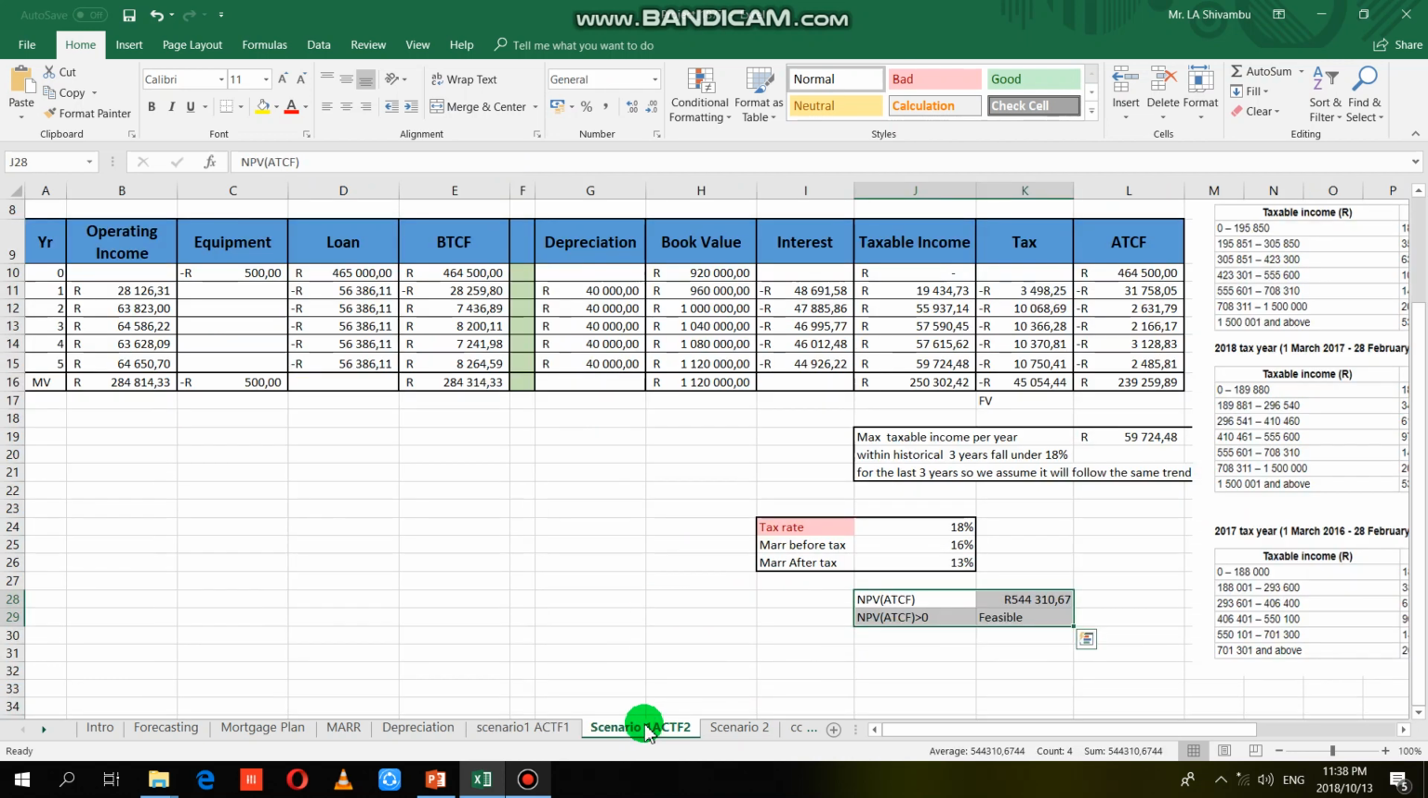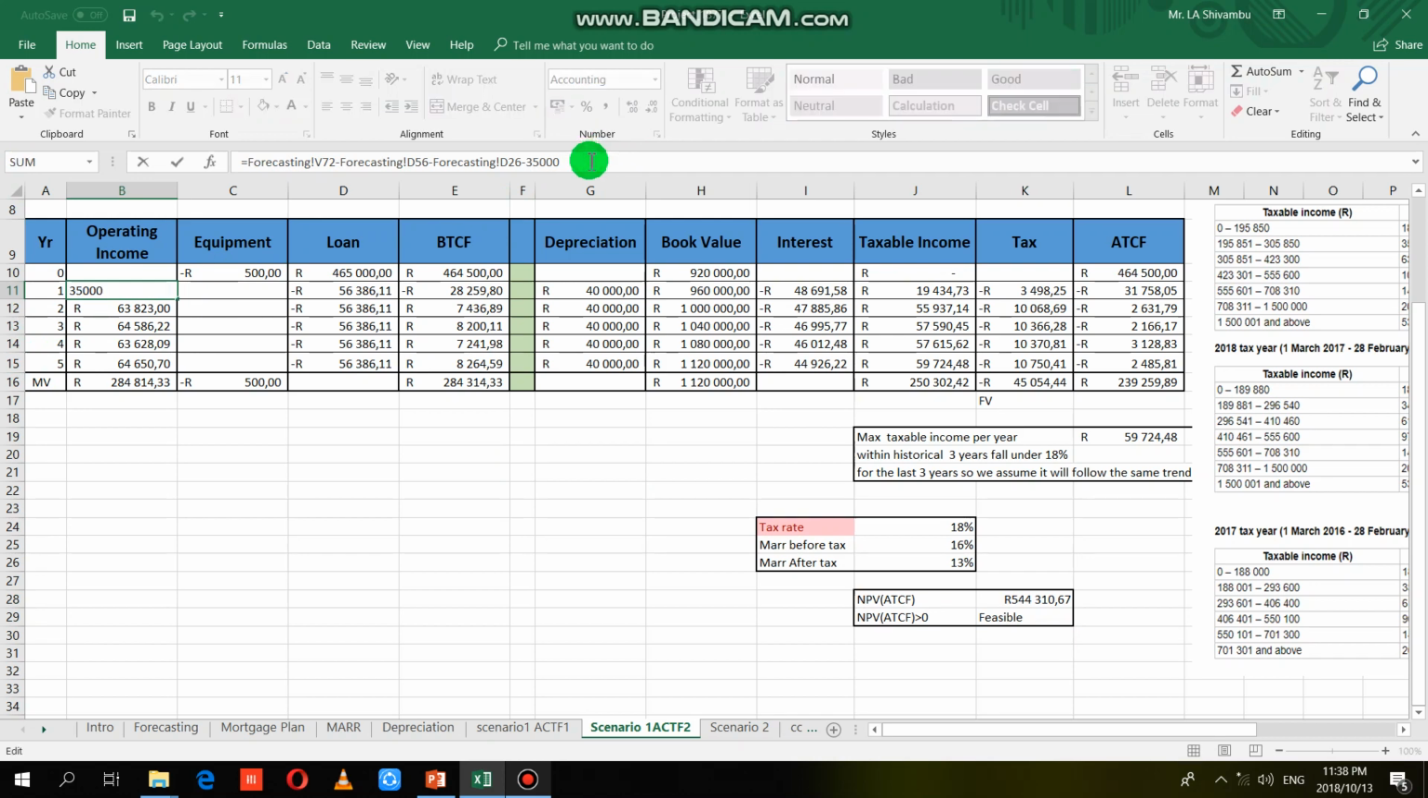Scenario 2 followed the same process, but now we have an additional cost of 3.5 for fixing. If we incur that, this is still our loan, still our depreciation, still our book value, and the interest is still the same. This is still our taxable income, this is our tax, this is our after tax. So we followed the same method to calculate scenario 2, and then we compared the two options.